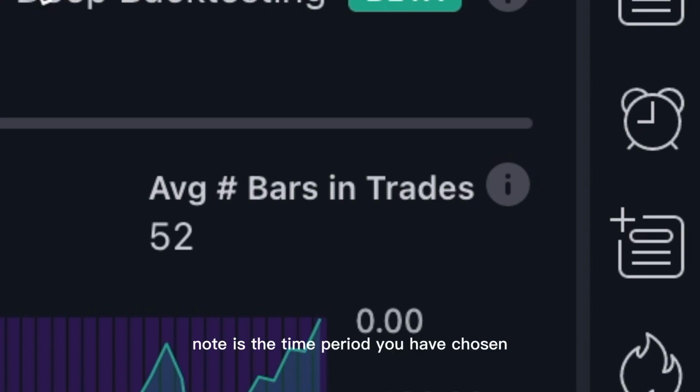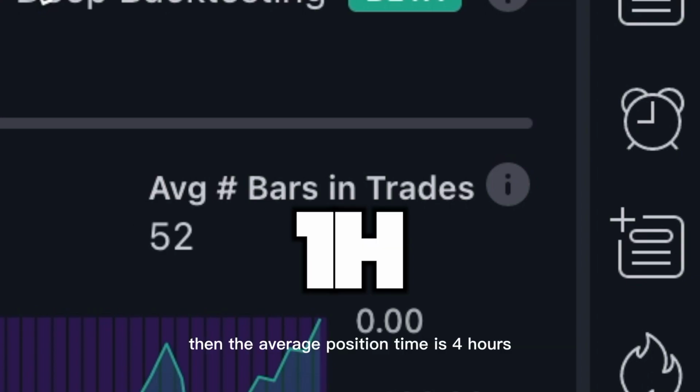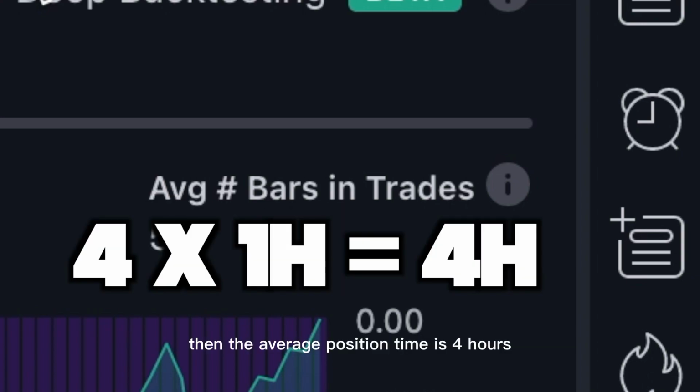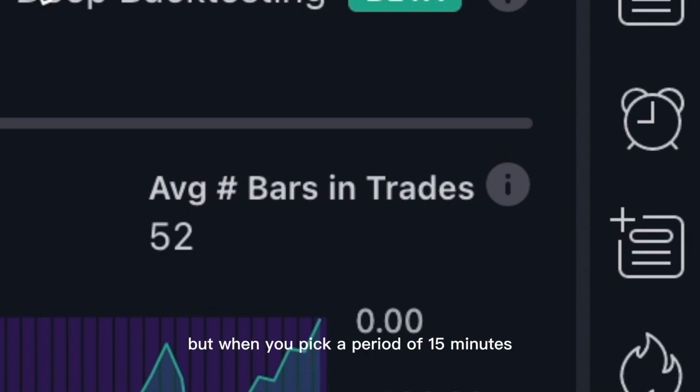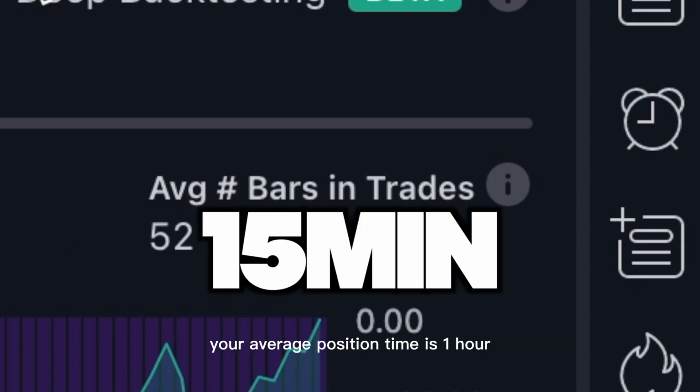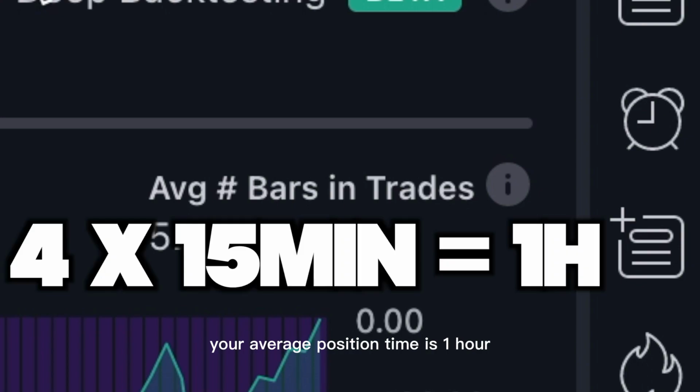period you have chosen. As a simple example, if the value here is 4 and you pick a period of 1 hour, then the average position time is 4 hours. But when you pick a period of 15 minutes, your average position time is 1 hour.